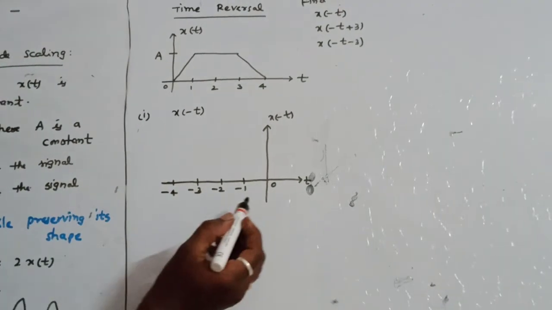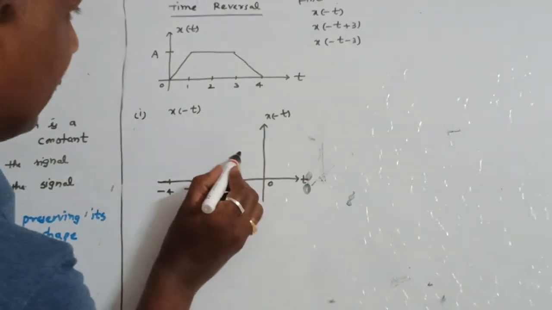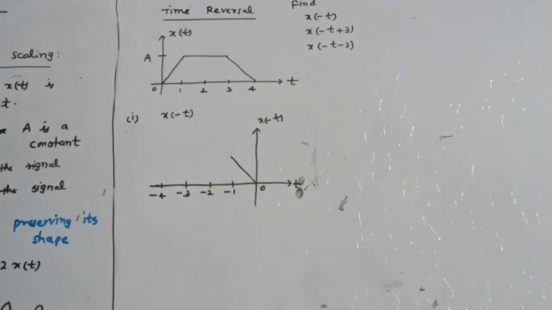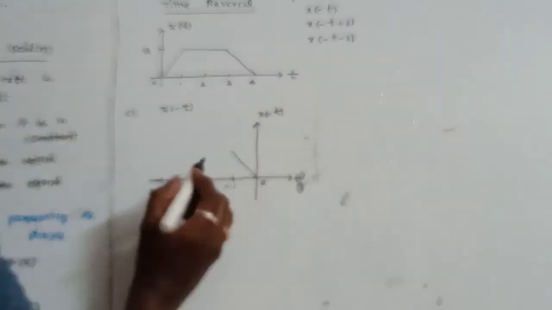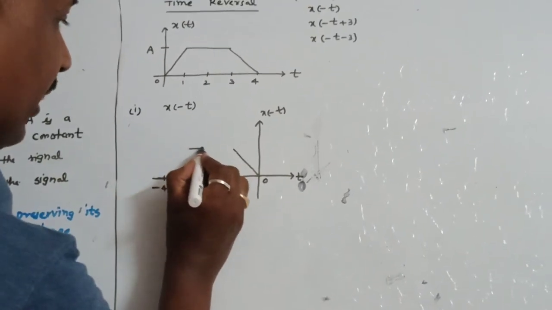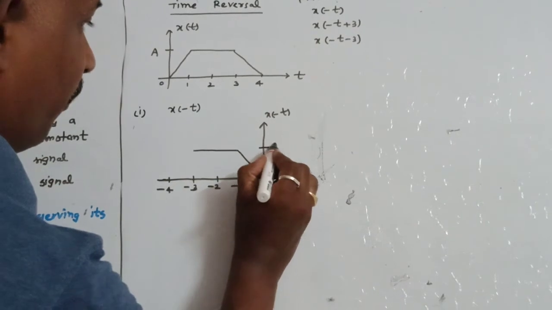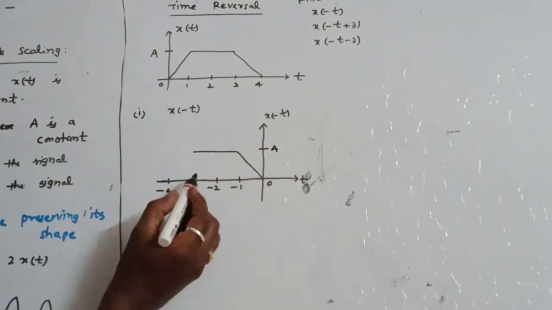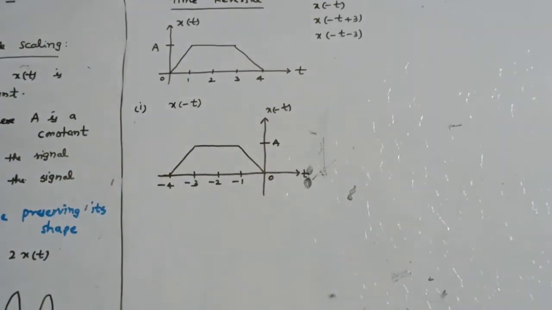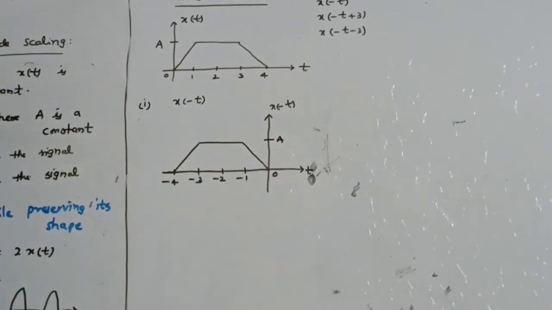Here, 0 to 1, the original signal's amplitude is increasing. So 0 to minus 1, the amplitude increases. 1 to 3, it is maintaining a constant amplitude of A. So minus 1 to minus 3, it will maintain a constant amplitude of A. 3 to 4, its amplitude is decreasing to 0. Minus 3 to minus 4, the amplitude will decrease to 0. So this is the time reversal of x of t.